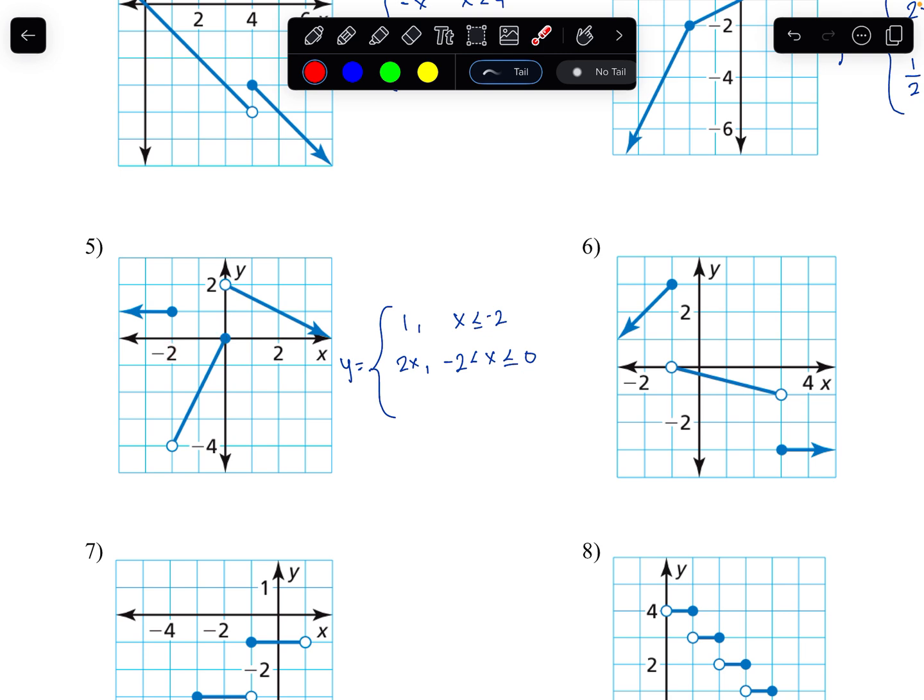And then our last piece right here, let's see, the slope in this case looks like we go over 2 and down 1. And it's negative, so it's going to be -1/2 x plus 2. And this is going to be when x is greater than 0.